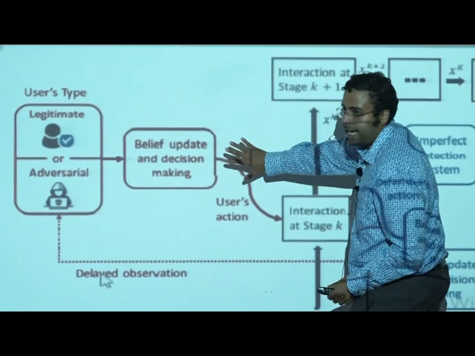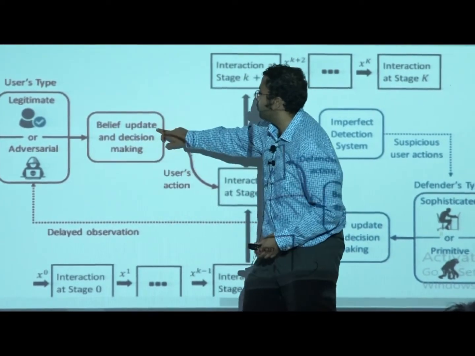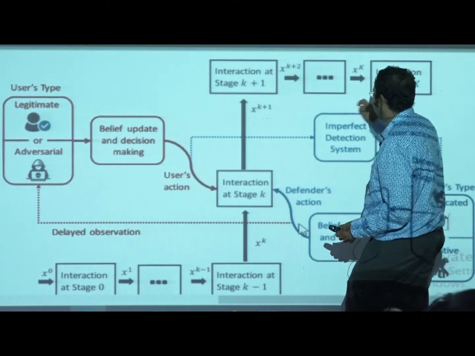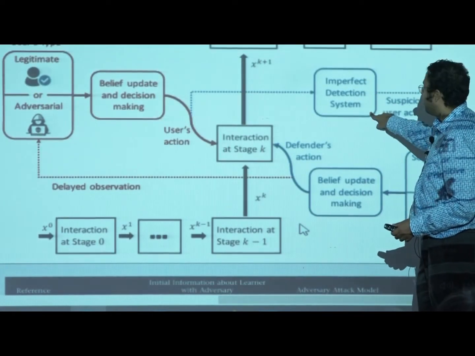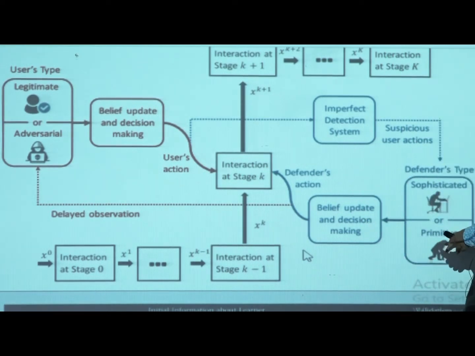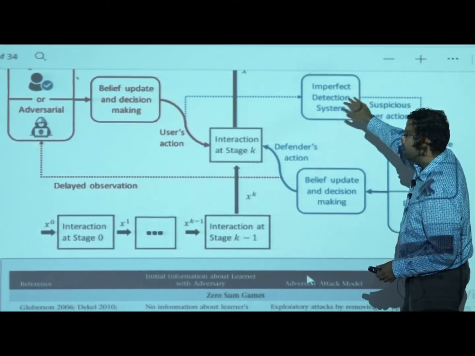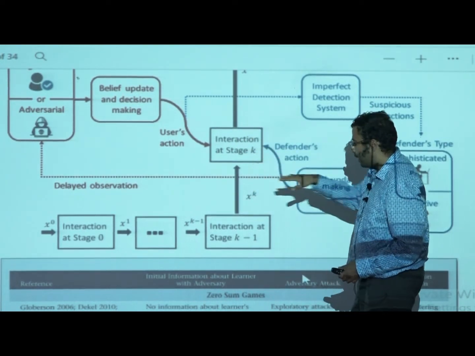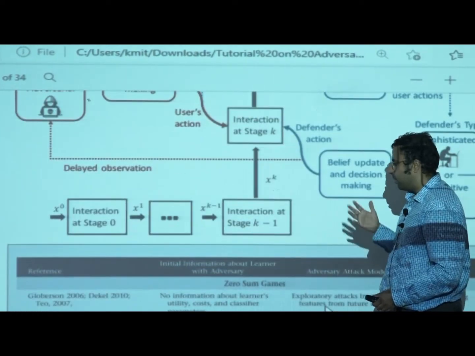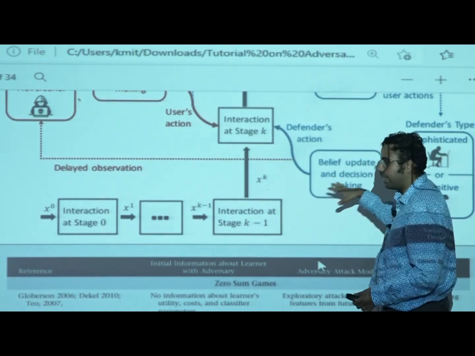To do the states and belief updates like this. In the reinforcement learning type states, there is a legitimate and adversarial user who is updating their beliefs about a system by interacting with the system in k stages, and there is imperfect information available about the system. The defender is also updating their beliefs, and the defender is sophisticated or primitive based on suspicious actions, and this goes on repeatedly for k iterations. So this creates a reinforcement type hidden states kind of scenario. Unless this solution is there, nation states can get into critical infrastructure.